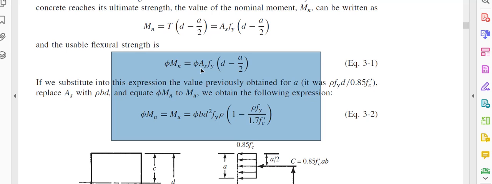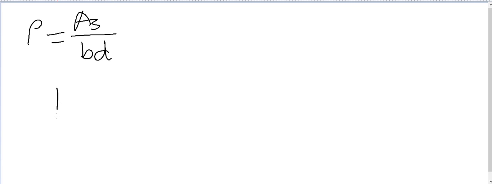So what is rho? You can see our rho here. Rho is the steel ratio. Rho is the area of steel divided by BD. Now the cross section is represented by BD, not BH. Why?